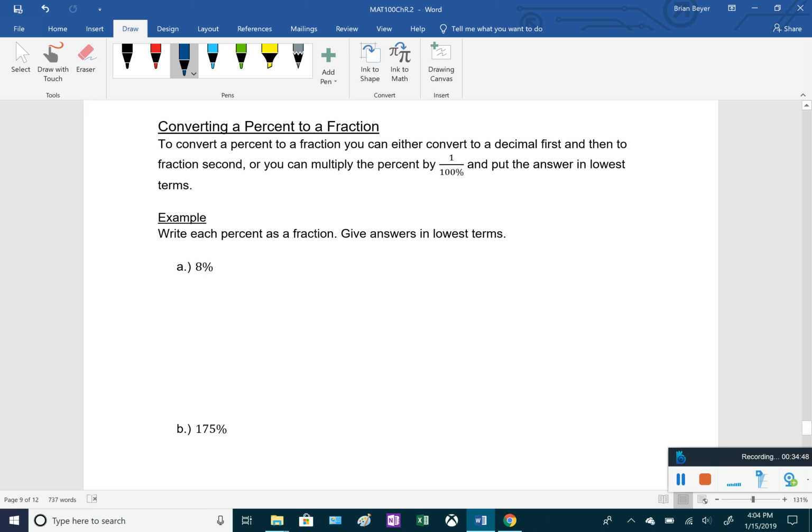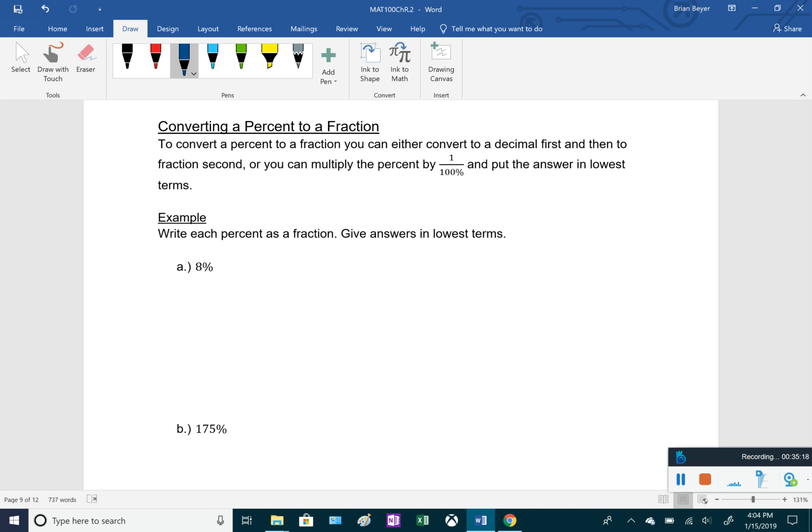Okay, so now going the other way. We're going to convert a percent to a fraction. To convert a percent to a fraction, we can either convert to a decimal first once again and then to a fraction second, or we can multiply the percent by 1 over 100% and put the answer in lowest terms. So essentially, we're just dividing by 100%.